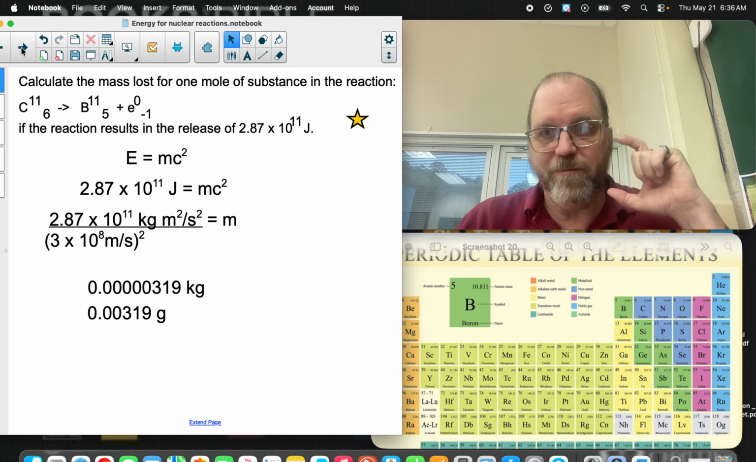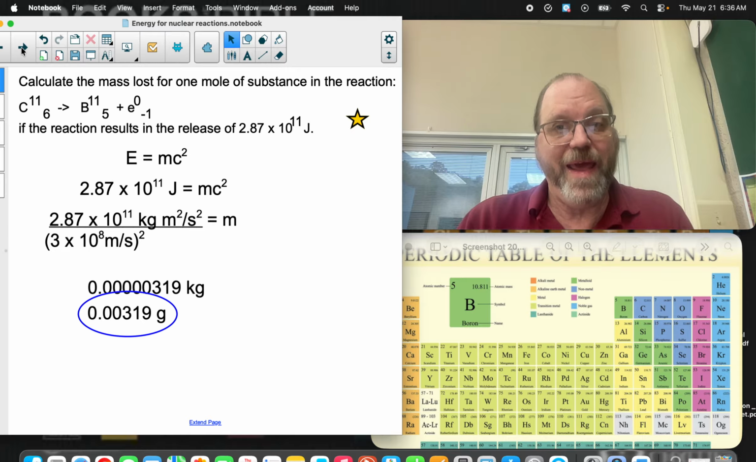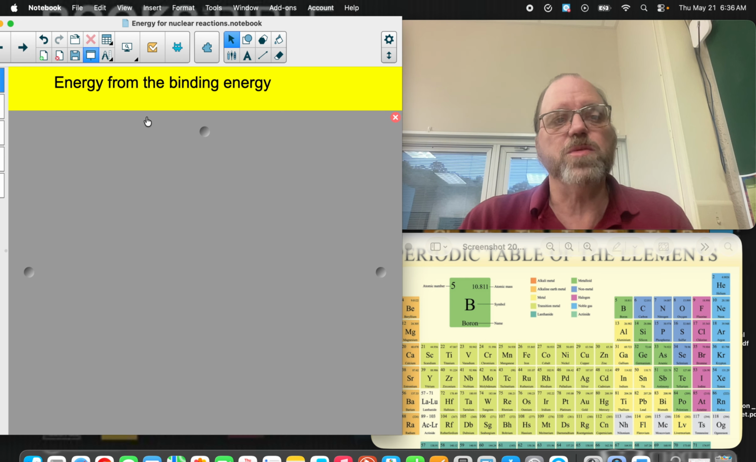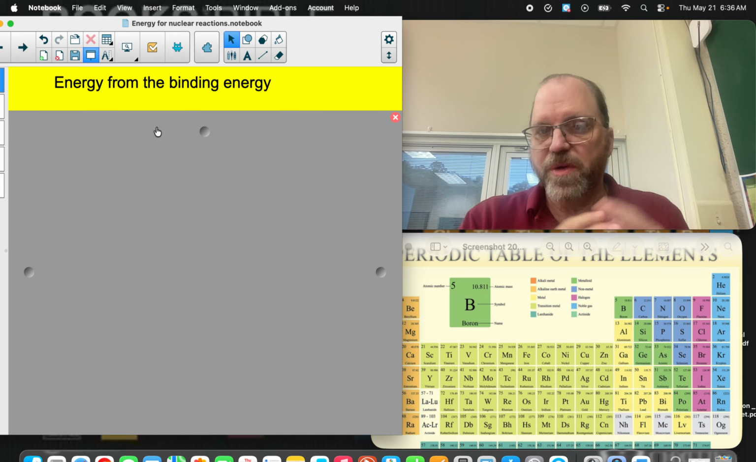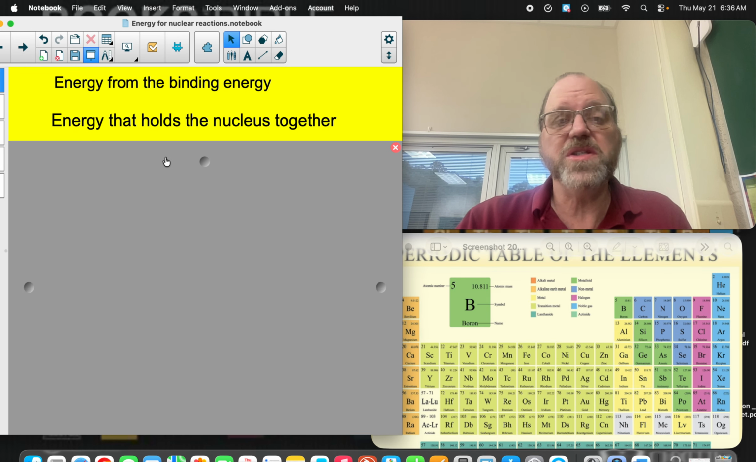So very little amount of mass produces a whole lot of energy. Nuclear energy is an abundant energy source and extremely efficient. All right, now the other thing that we can do is what's called energy from the binding energy. We talked about before, binding energy will hold the atom together. It's referred to as the weak force. Okay, so it's the energy that holds the nucleus together.